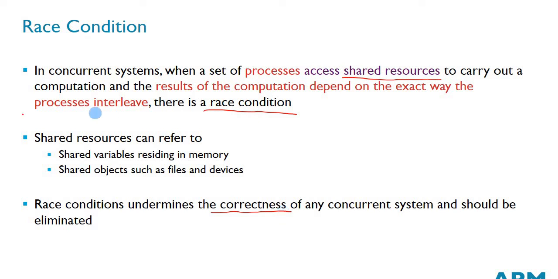So in terms of shared resource, what do we mean? Generally we can say it's a shared variable, maybe a global variable, or even objects such as files or even devices. When we say devices, it could be a device connected to our port, a serial interface, and so on. So anything that is shared between multiple tasks is a shared resource.